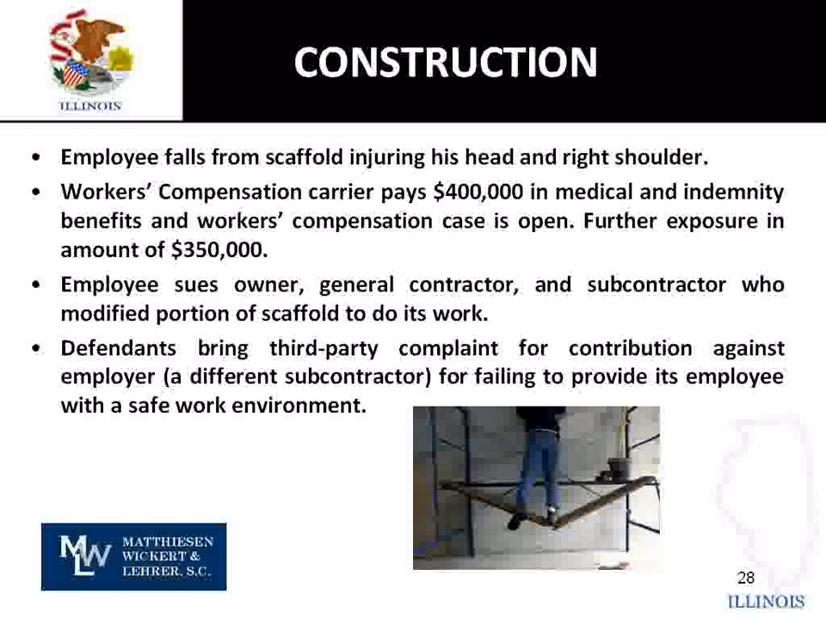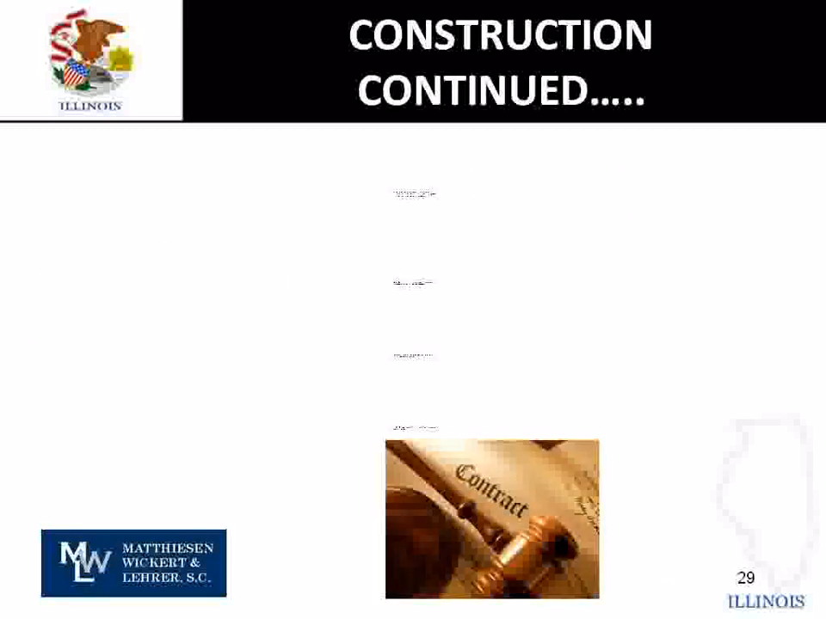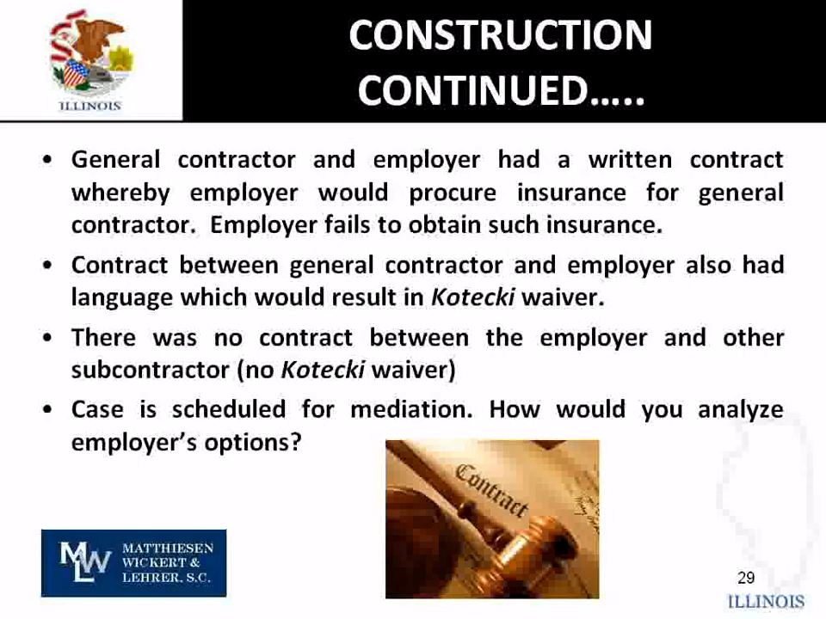The next point is the employee sues the owner, general contractor, and subcontractor who modified the portion of the scaffold to do its work. The defendants bring in third-party complaints of contribution against the employer, a different subcontractor, for failing to provide its employee with a safe work environment. The general contractor and employer had a written contract whereby the employer would procure insurance for the general contractor. A flag should go up. We got a Brazino issue. But the employer fails to obtain the insurance. No Brazino issue.